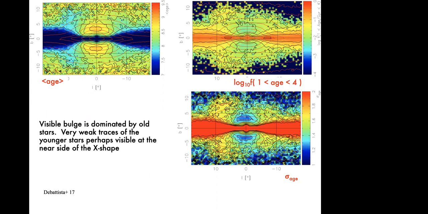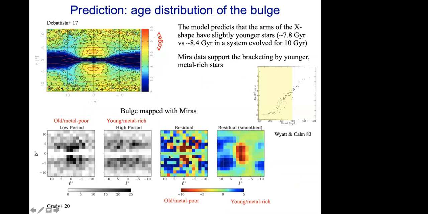Now, if you look in detail at the average age map over here, you have the oldest stars on the minor axis. And then there's sort of this bracketing feature here, which is telling you that these are slightly younger stars, and it's more prominent on the near side of the bar. This is the near side of the bar over here, than on the far side of the bar. Now, this was 2017. This is a prediction. You can try to produce a map like this using Mira variables. Mira variables have periods that are anti-correlated with their ages.